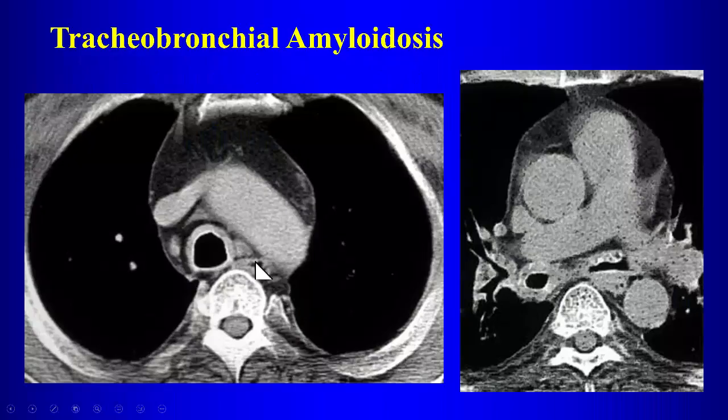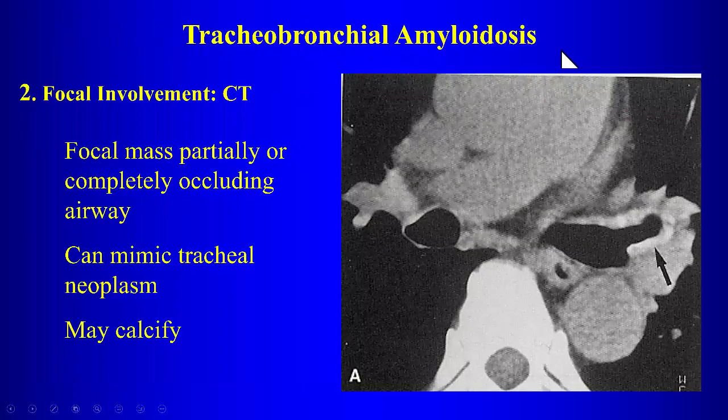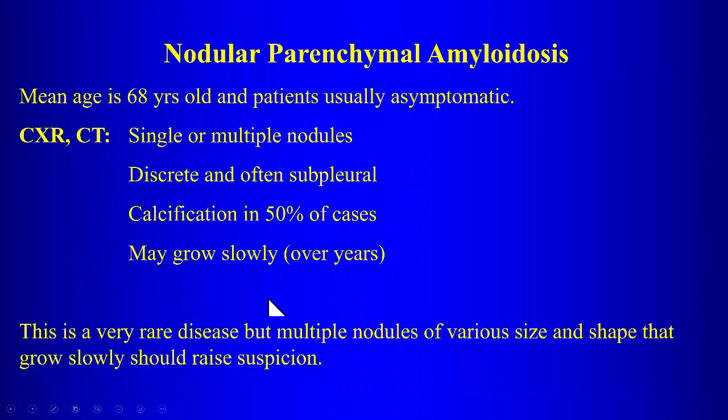So it can give you circumferential thickening of the airway walls, like you see here. Might have a little bit of calcification there also. So that's tracheobronchial amyloidosis, okay? Might be focal, maybe just one part of the area is involved. So that's a variant of amyloidosis that you might also see.